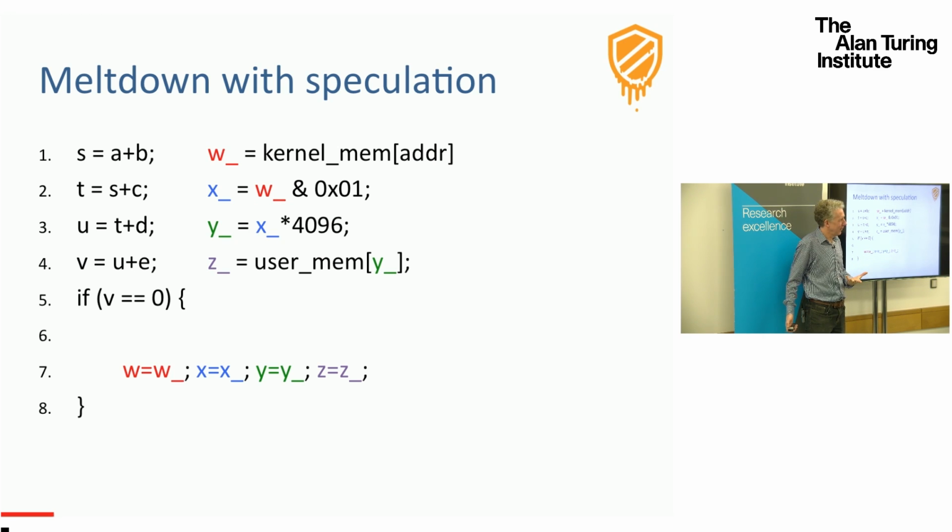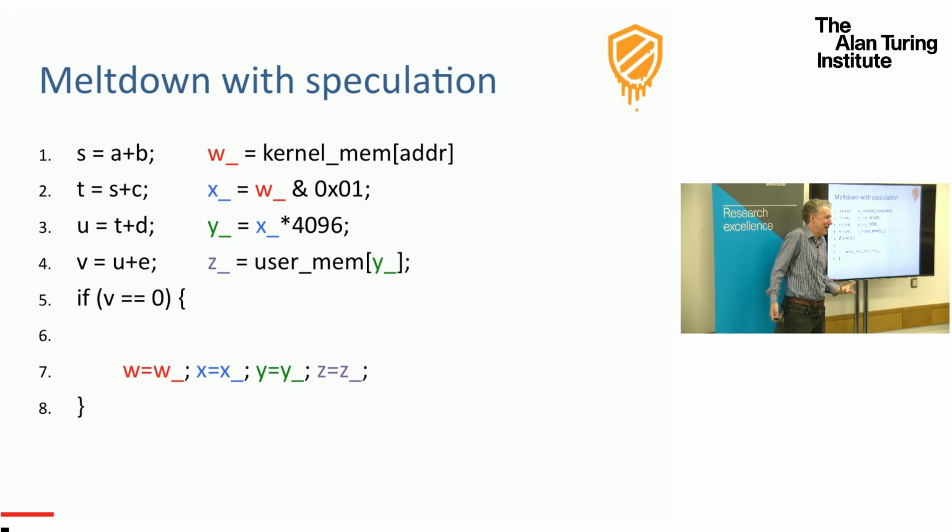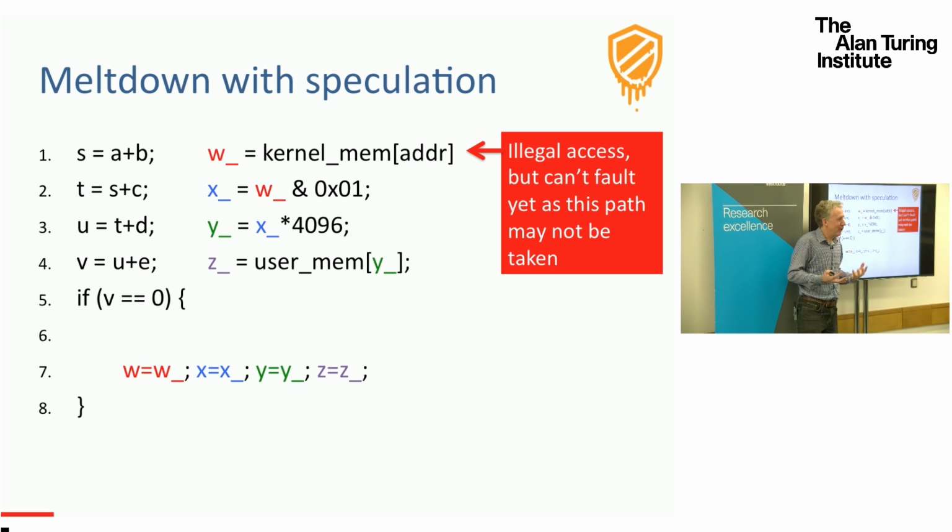Normally it would fault, but we don't know whether we should be running this branch at all. Maybe we should, maybe we shouldn't. We can't fault there. We can't fault at that point because we don't know whether the code is actually going to do something bad or not. It has the potential to do something bad, but it will depend on whether v was 0. And we haven't got there yet.